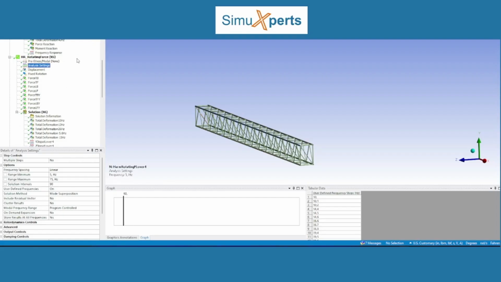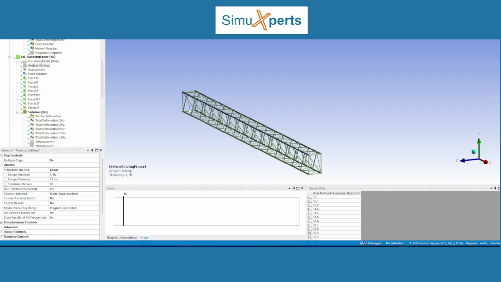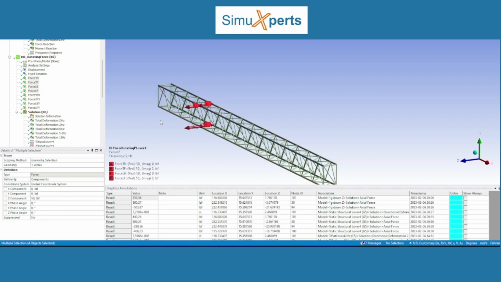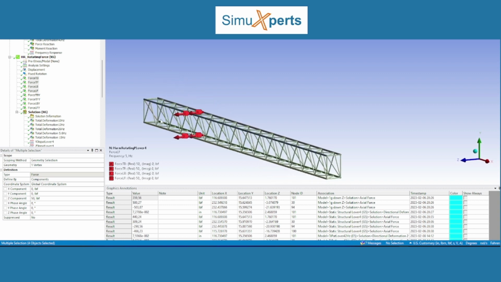Hello again. We're looking at the harmonic response of our truss structure when subjected to rotating forces. So let's look at the forces that are applied first. Here are the four forces that are applied in the Z direction. So Z direction is the weak axis bending.